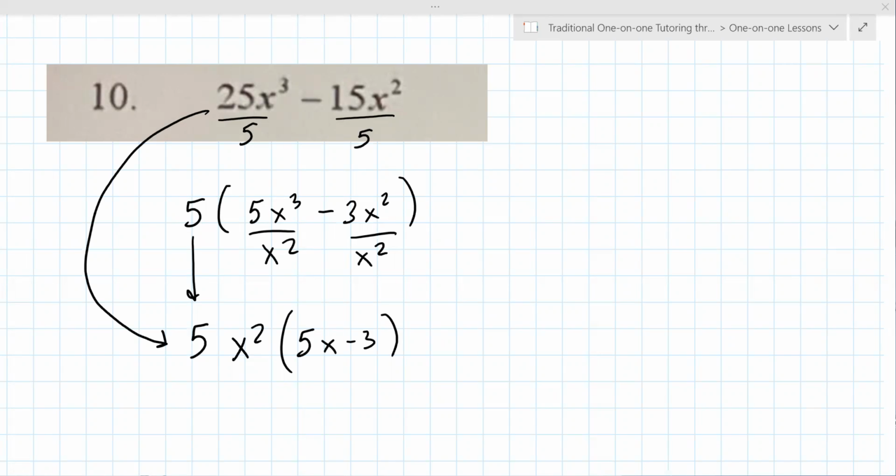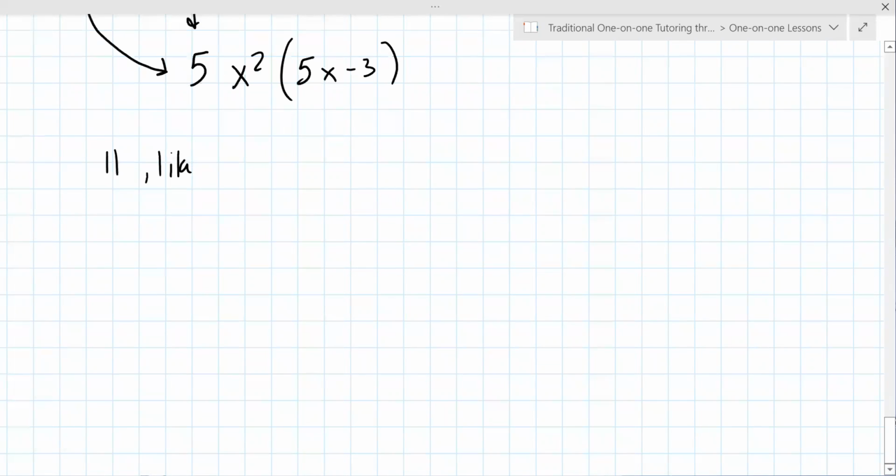All right, so 11 is like all the ones that we've been doing. So you maybe try that on your own. If we have time, we'll come back at the end and work on that one. I'm not sure if we will or not. But let's look at number 12.